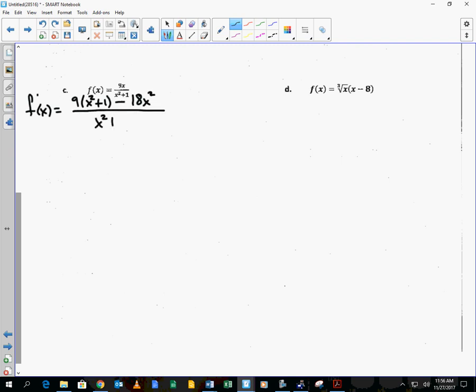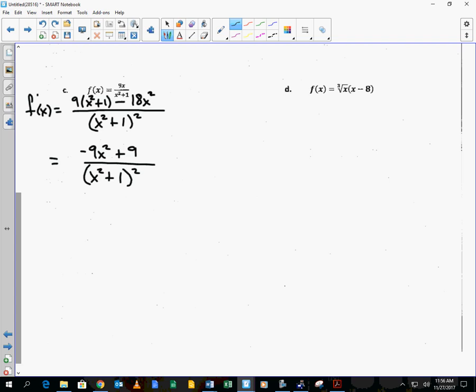All over the bottom squared. Let's simplify that. What do you get at the top? Negative 9x squared plus 9. And the denominator, we have x squared plus 1, squared. All right, first derivative, way to go.